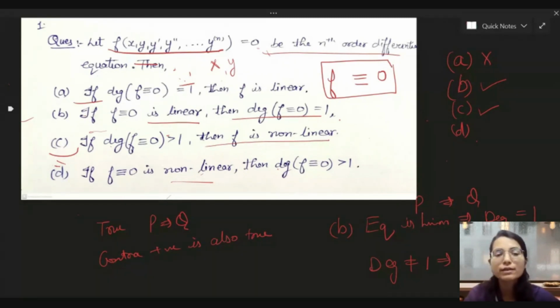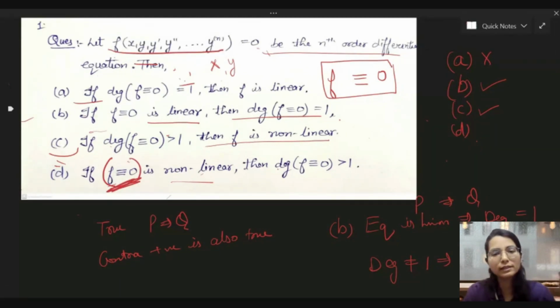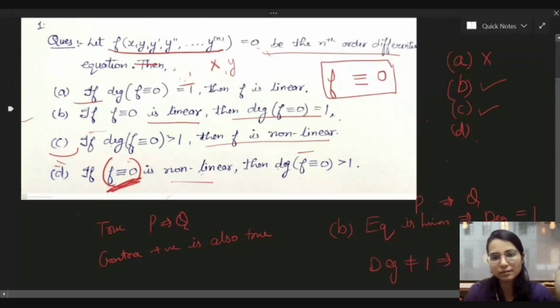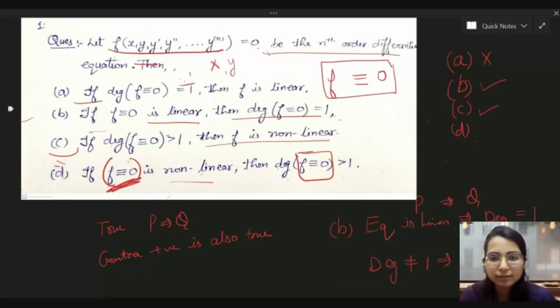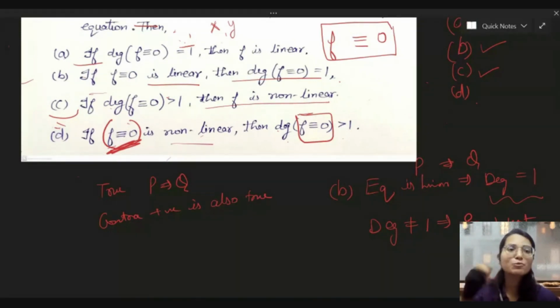Now, the D option says: if the equation F is identically equal to 0, if this is the equation and it is non-linear, then the degree of the equation is greater than 1. Do you agree with this? No, ma'am. Exactly, no. Because the A option was: if the degree is equal to 1, then F is linear. Now, the D option is the contrapositive of the A option. And if A was incorrect, then D is also incorrect with the same kind of example.